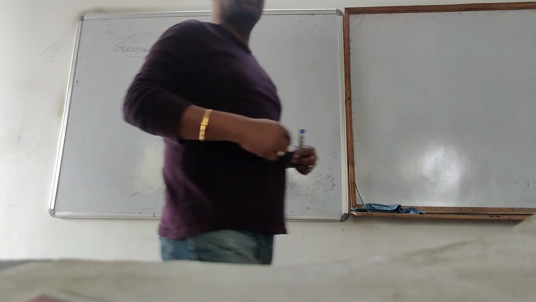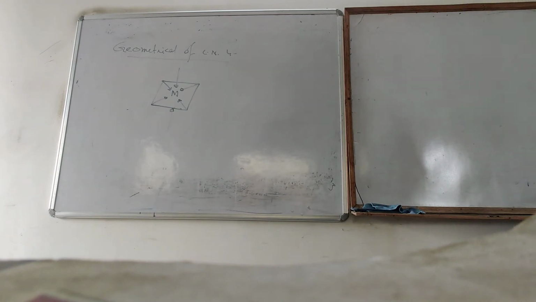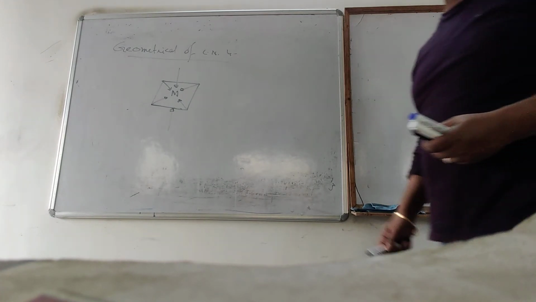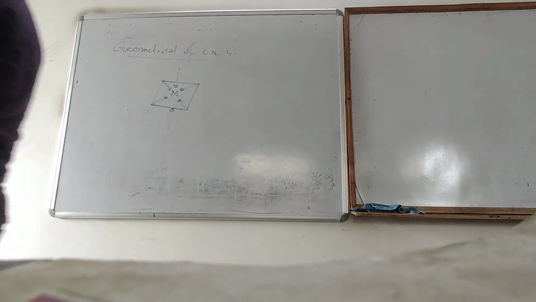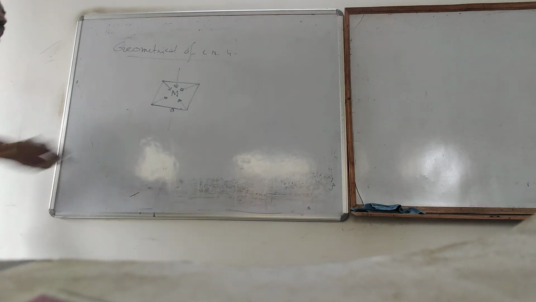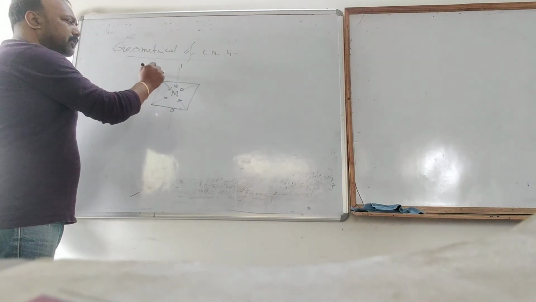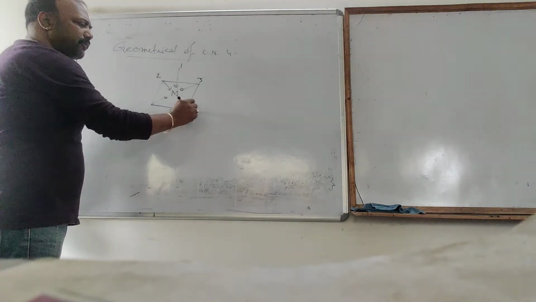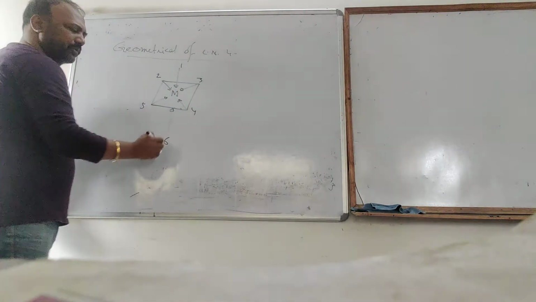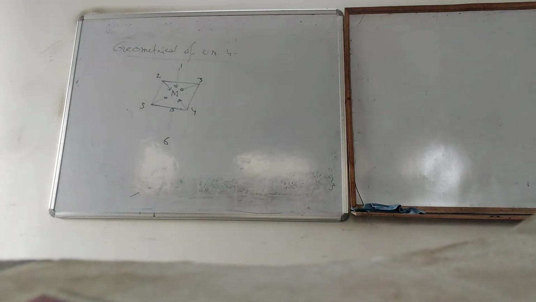Yes, that's the shape of the octahedral structure. Clear? Now we will number it. This is number 1, number 2, number 3, number 4, number 5, and number 6. Six positions are there. So 1 and 6 we generally write as top and bottom, and 2, 3, 4, 5 can be written anywhere in the square plane.